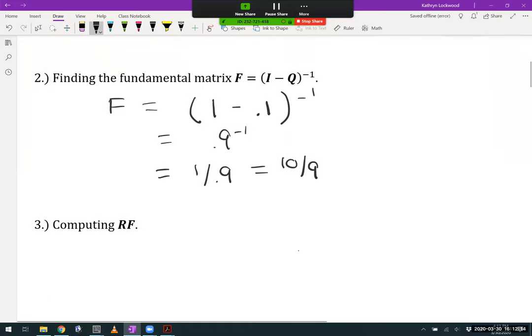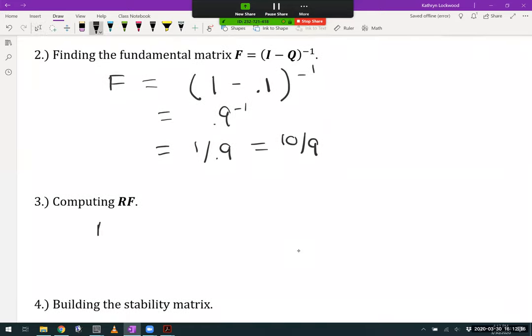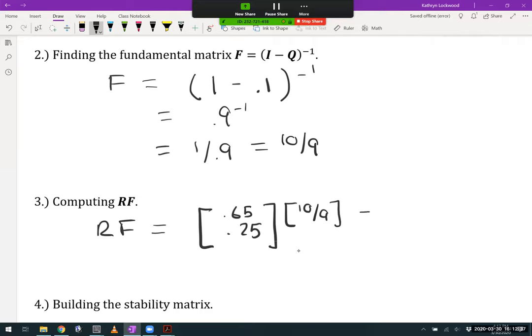Now, we're going to compute R times F. The matrix R is the upper right block from the standard form, and that was equal to 0.65, 0.25. Taking the product with our fundamental matrix F, which is a 1x1 containing 10 ninths, we get the vector with entries 0.722 and 0.278, where I've had to round off a little bit here.